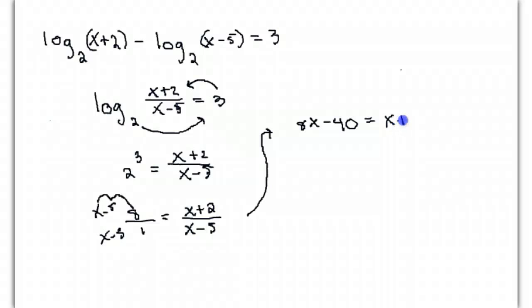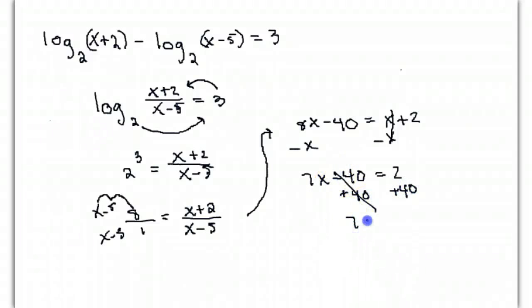And you're just solving this one. Even though it seems complicated, it's still not. So what do you move around first? Subtract x. You subtract x, you get 7x minus 40 equals 2. And then what? Add 40, and you get 7x equals 42. And then divide by 7 last. And so you're going to have x equals what? x equals 6.